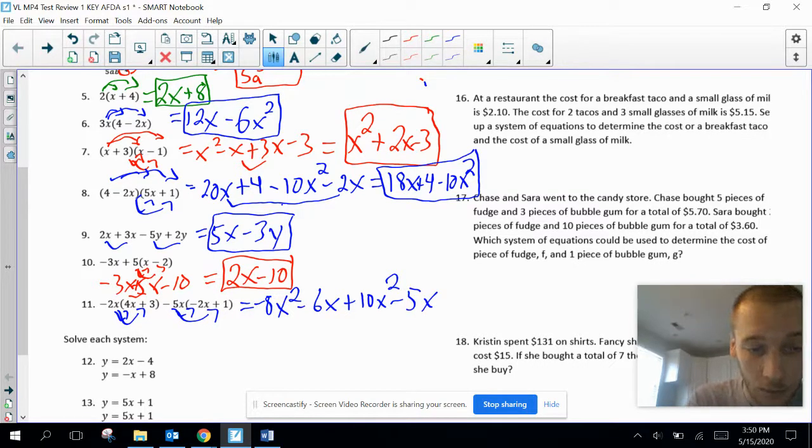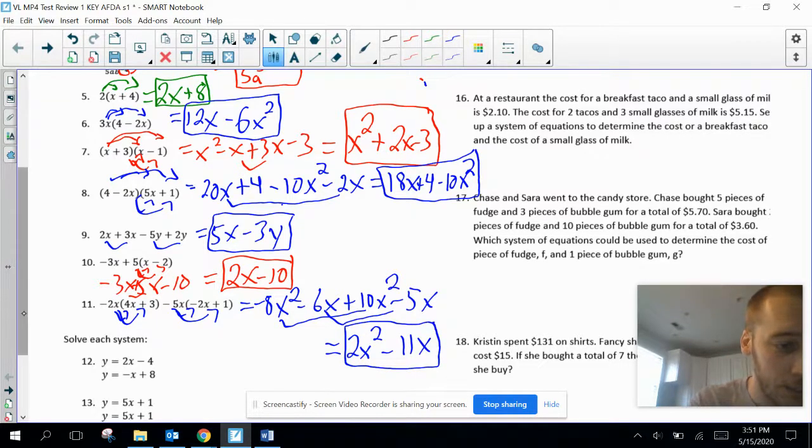Look to combine any like terms. So we've got these guys, and we've got these guys. So our final answer is, what do we got? Negative 8x squared plus 10x squared. That's going to leave us with 2x squared. And then negative 6x minus 5x is negative 11x, final answer.